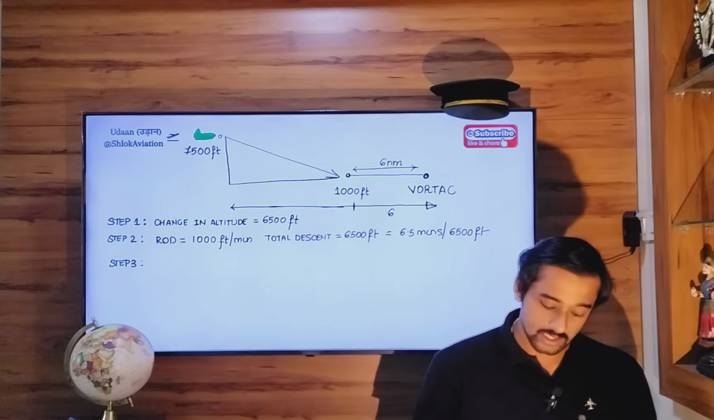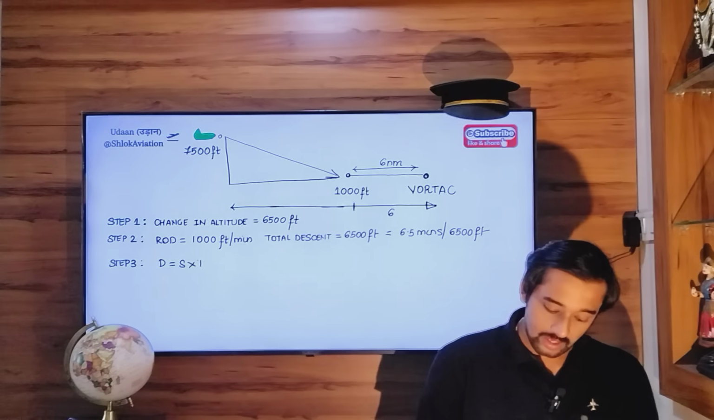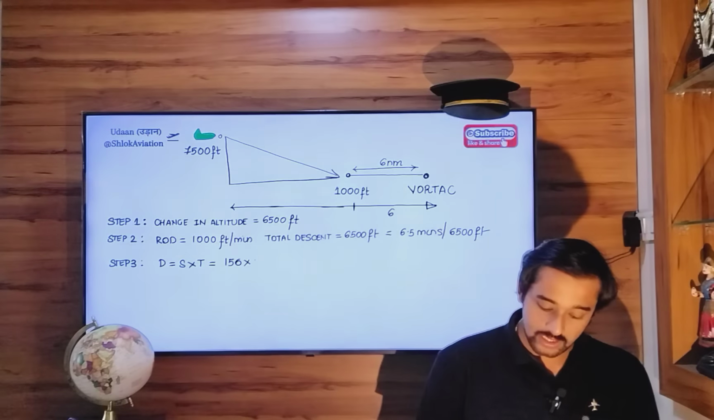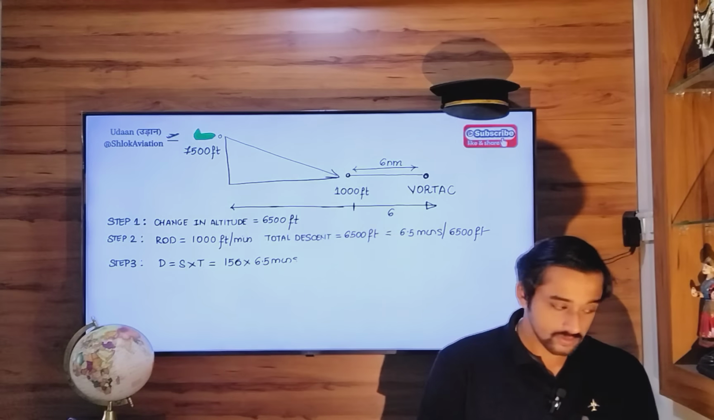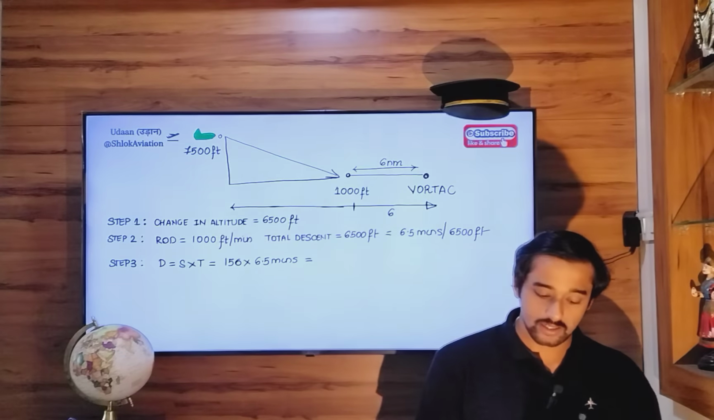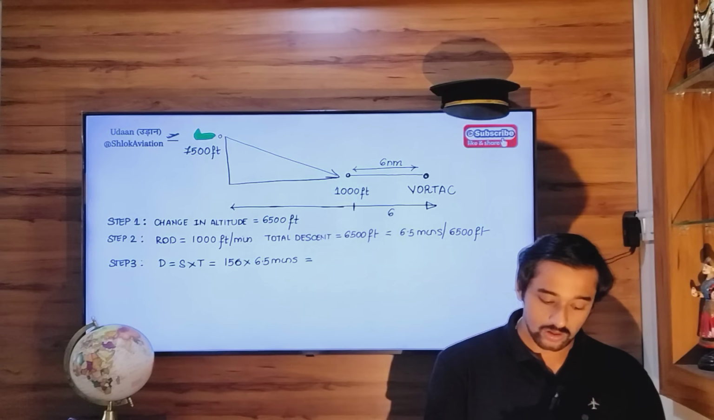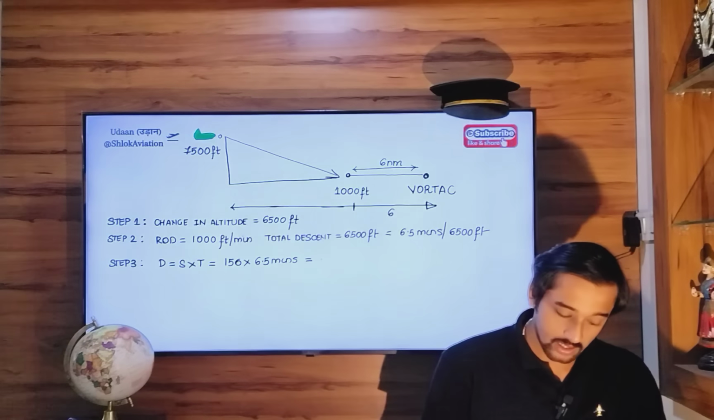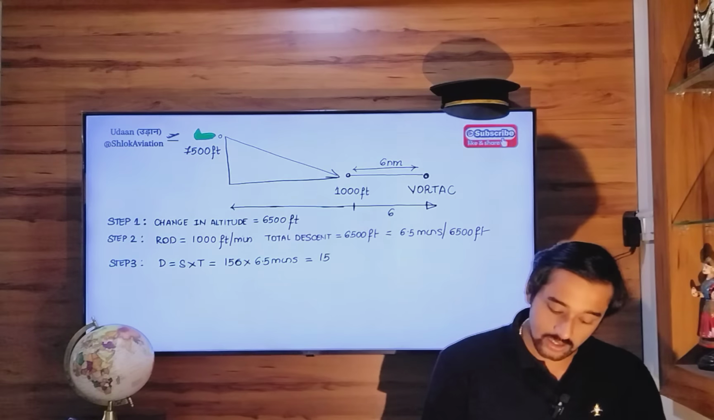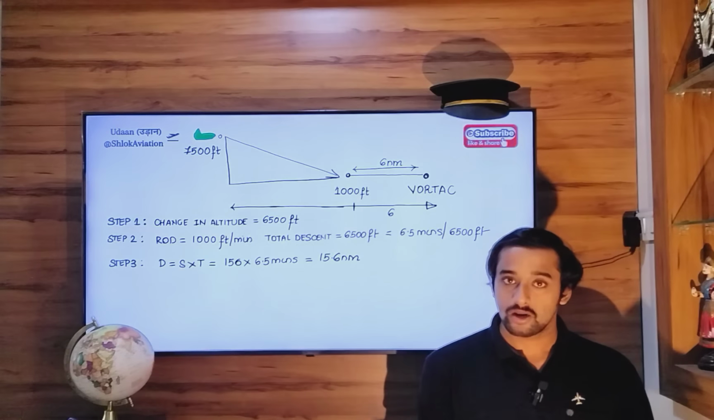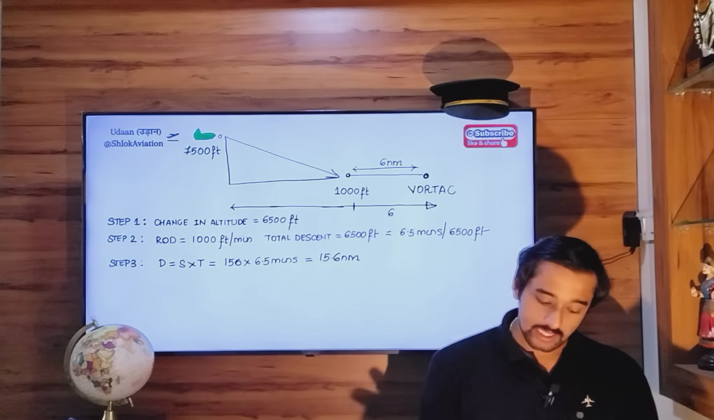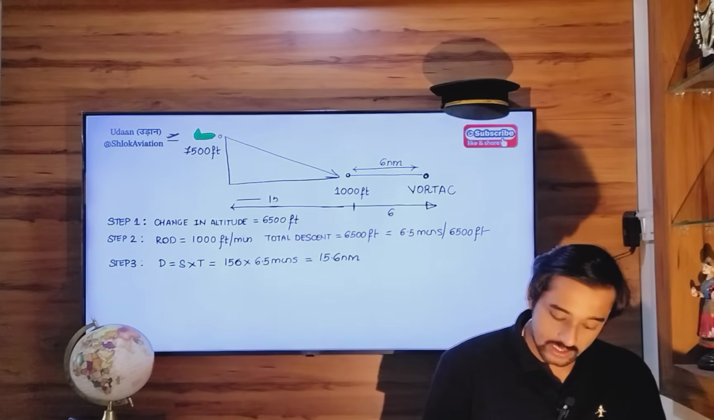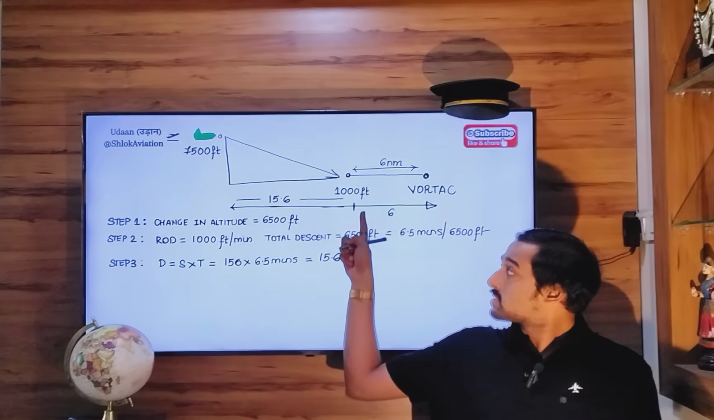Now we will go to step number 3, in which we will find distance, which is speed into time. Speed is 156 knots. Time is 6.5 minutes. So 156 into 6 minutes is 15 hours 36 minutes. Correction, it is 15.6 nautical miles. So this distance is 15.6 and this distance is 6.